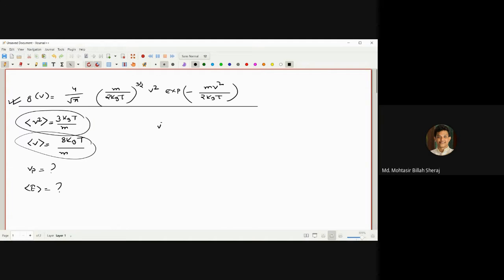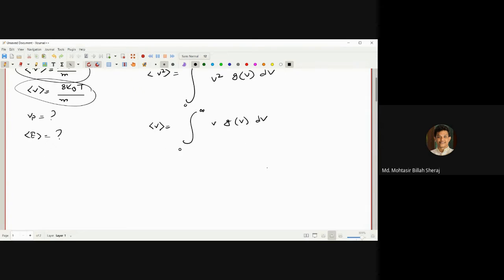What you need to do is, expectation of v square equals integral from 0 to infinity of v square g(v) dv. Use the standard integral and it's done. And similarly for v g(v) dv, and it's done.